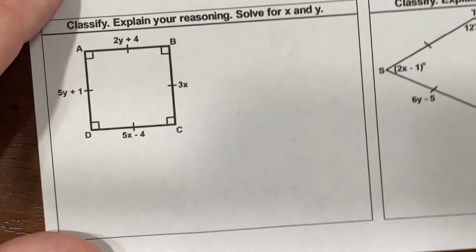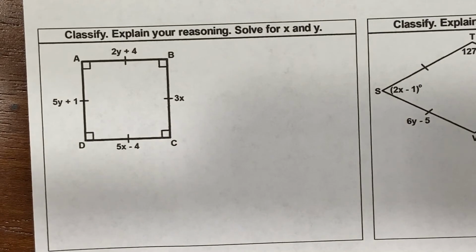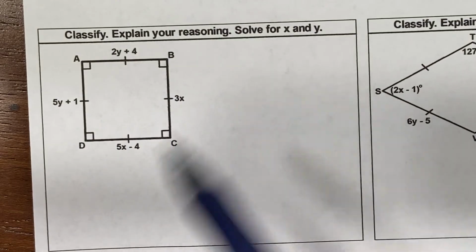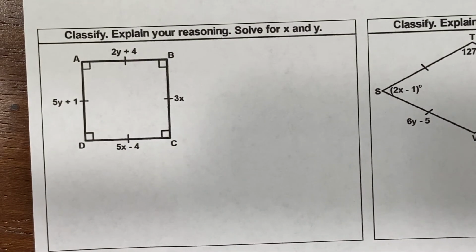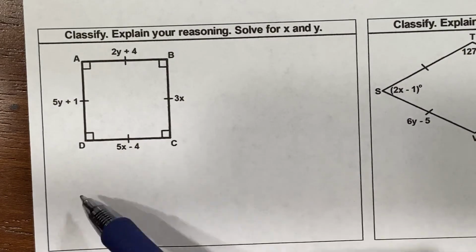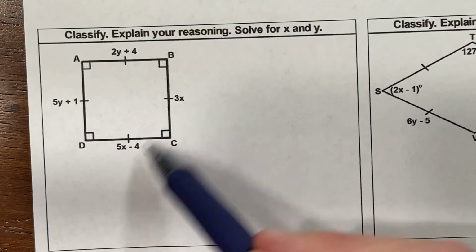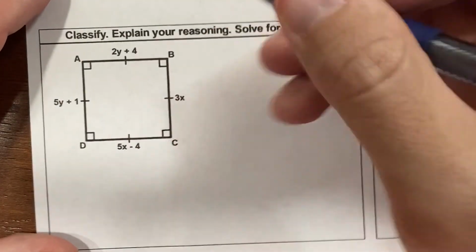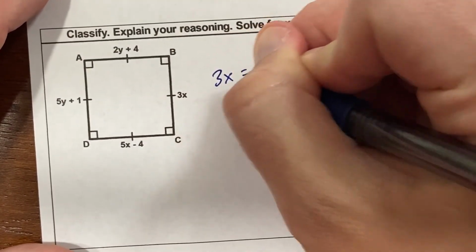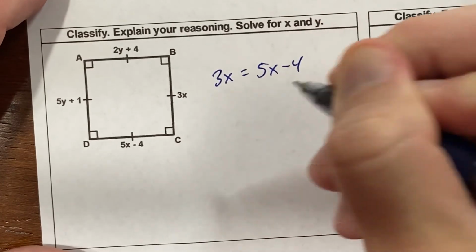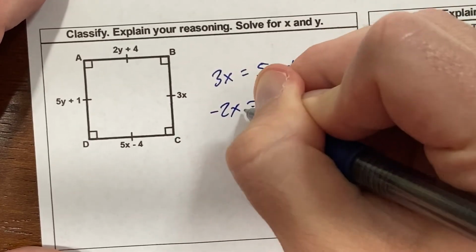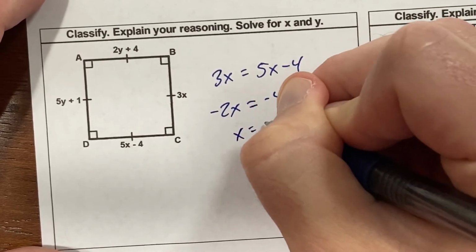Let's look down here. Classify it. Looks like a square to me. Explain your reasoning. All 4 sides are congruent, 4 right angles. Now we're going to solve for x and y. Since all 4 sides are congruent, I'm going to choose 2 sides where the x's exist. So those 2 sides are equal. So I can say 3x equals 5x minus 4. Subtract the 5x over, you get negative 2x equals negative 4. x equals 2.